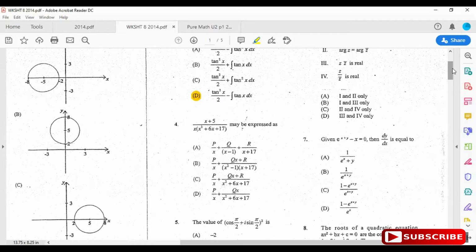All right, question 4. Question 4 now is a partial fraction question, so we need to separate this as a partial fraction. There are different types of partial fraction. We have partial fraction when all the terms in the denominator are linear, and then we have partial fraction where the terms in the denominator are linear and repeated.